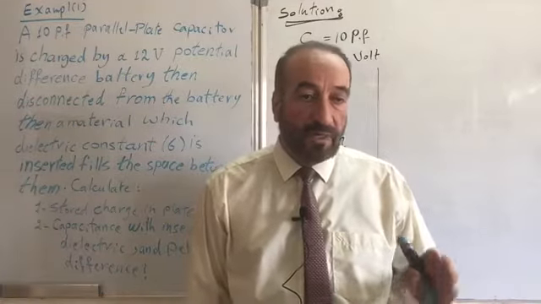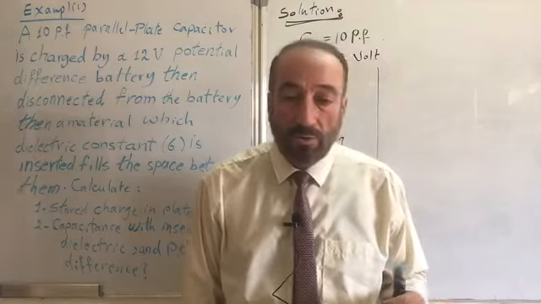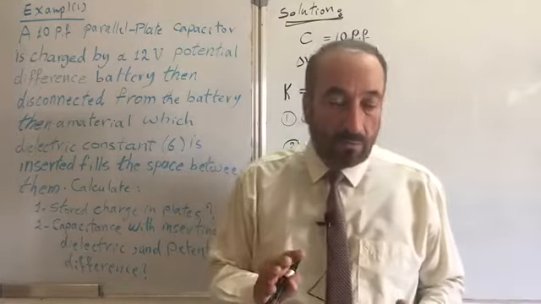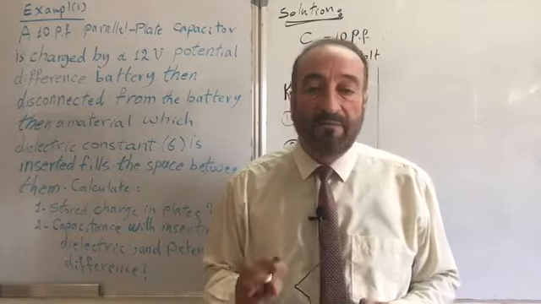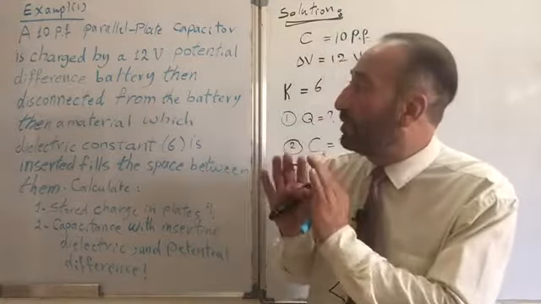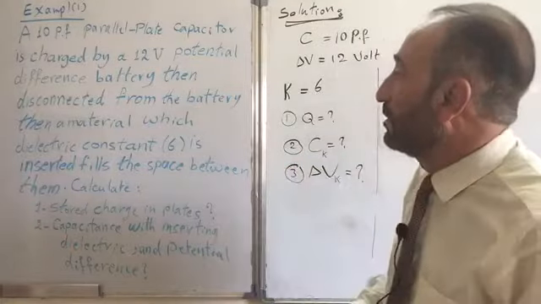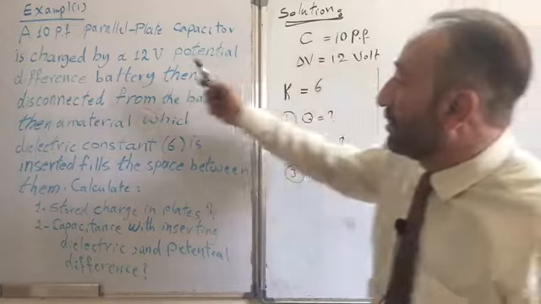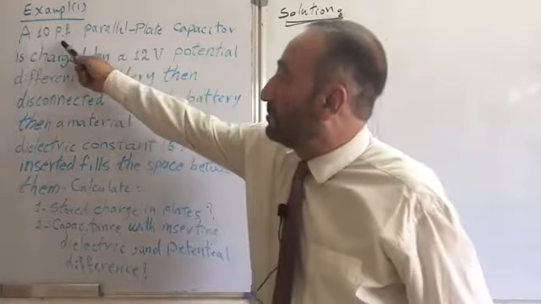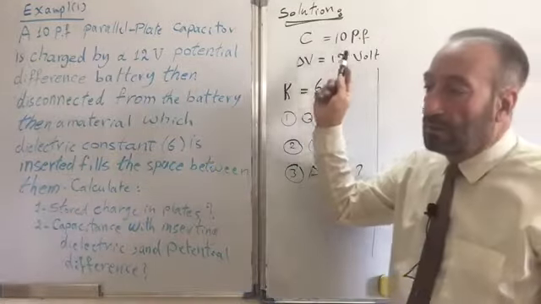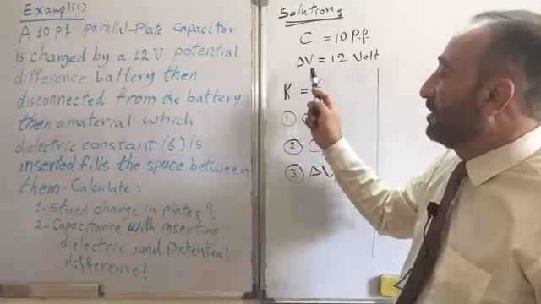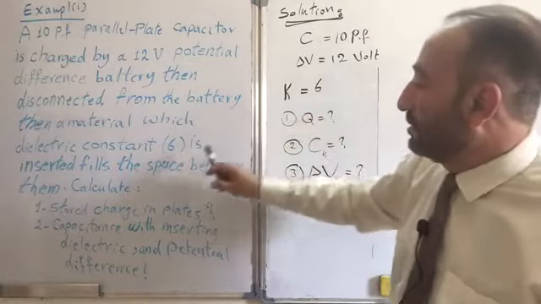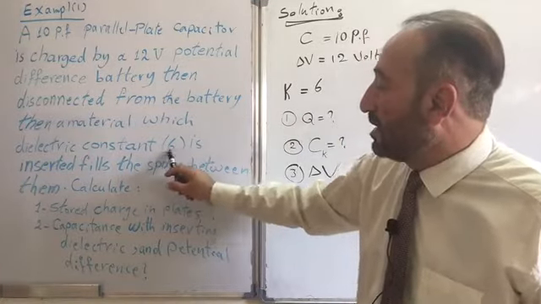Please pay attention to me. To solve any questions like this, first of all, we should obtain the given from the question. C represents the capacitance, 10 picofarad, and delta V is 12. K, the dielectric constant, is 6.